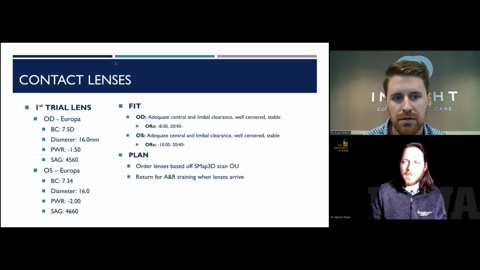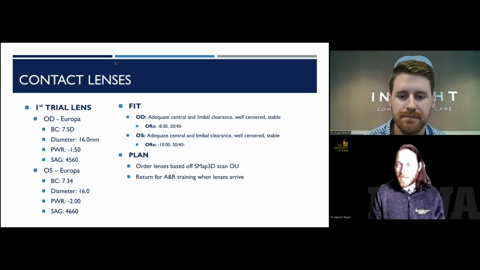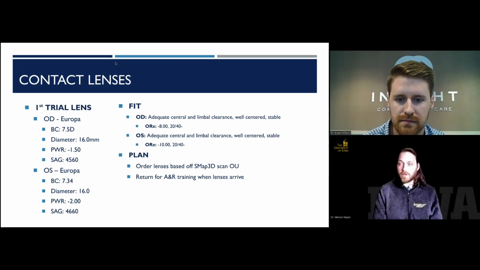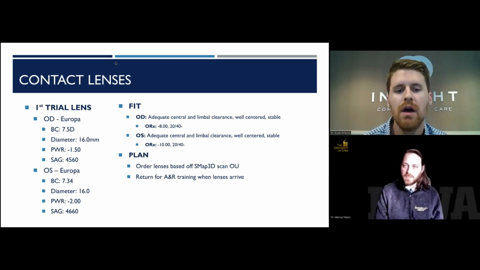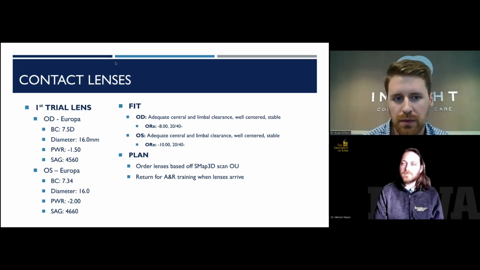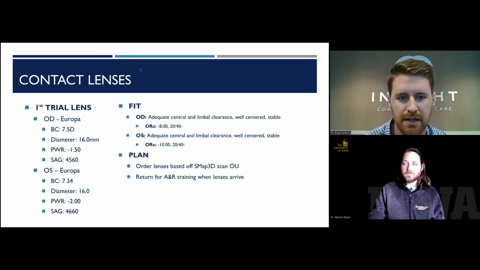Are you saying that you're ordering lenses empirically for these patients just based off of their scleral profilometry? Yes and no. I'll put on a Europa lens in office as well to gauge their over-refraction and see how close the fit is. But I'll rely almost entirely for the fit data and parameters on what the SMAP scan says. So yes and no, if that answers your question.